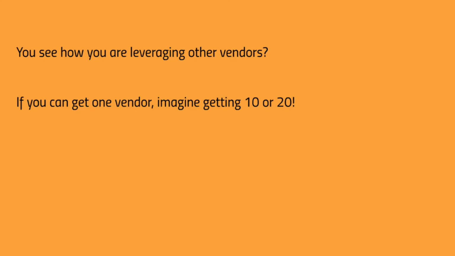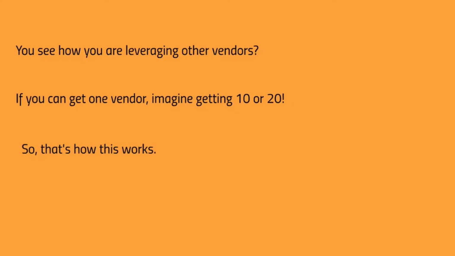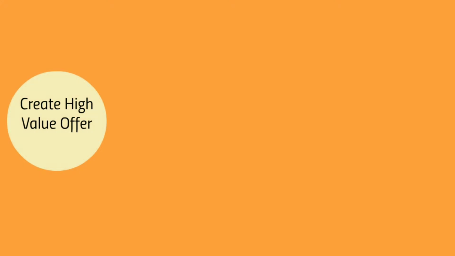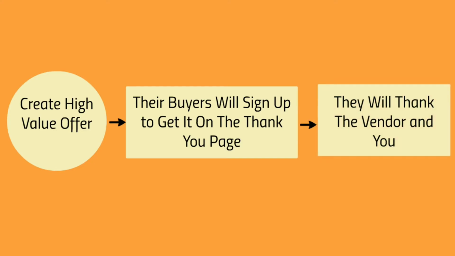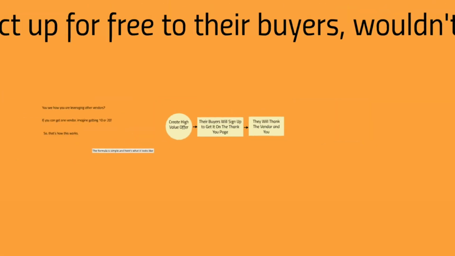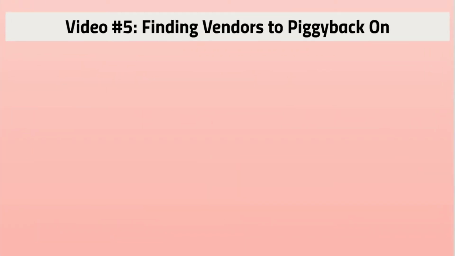And these are people that are customers. So soon you will have a list of 100 people, and these 100 people will convert at a higher rate as long as you provide them with high value. So this is basically how this works, and the formula is pretty simple. So as a recap, this is what it looks like. You create a high value offer. You get the buyers to sign up on your subscription form to get them to the thank you page. And that's it. They will thank you. They will thank the vendor. And that's it. So with that said, let's move on and let's find some vendors to piggyback on.